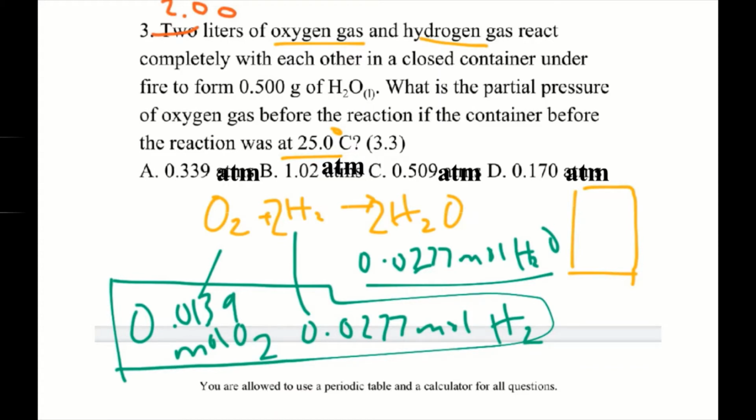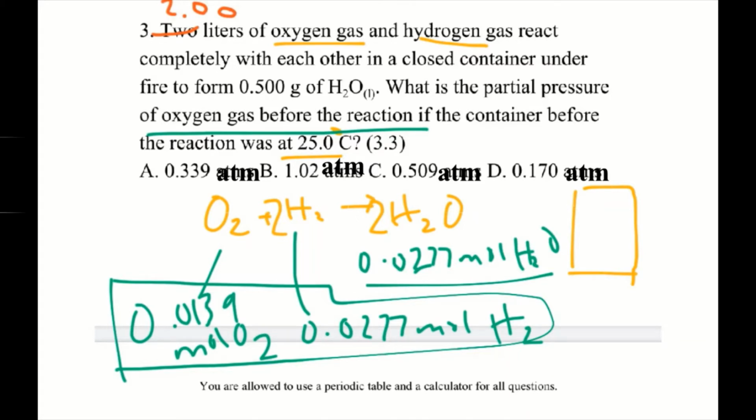Now that we have the moles of O2 and H2 that reacted with each other, and note that they reacted with each other completely since it's a 1:2 ratio, let's find the pressure of the oxygen gas before the reaction. In order to find the partial pressure, we can do a few things, but this is what I'm going to do. I'm going to find the mole fraction of O2, and multiply the mole fraction by the total pressure to get the partial pressure, since that makes sense to me.